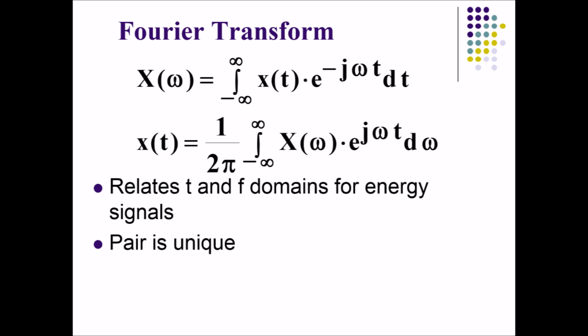So we can relate time and frequency for energy signals or non-periodic signals. As we know, last chapter we talked about Fourier series for periodic signals. So this chapter we talk about non-periodic signals, so we cannot use Fourier series. The tool we're going to use is Fourier Transform. And for Fourier Transform, the transformation pair is unique. If you have X(omega), you will find x(t). Vice versa, if you have x(t), you can also find X(omega).